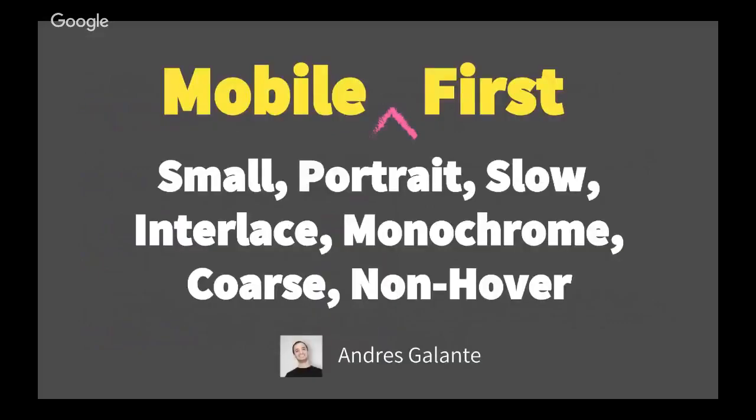So a gentleman by the name of Andres Gallant wrote a great article for CSS Tricks about putting all of them together. Mobile, small, portrait, slow, interlace, monochrome, coarse, non-hover first. Oof, that's a mouthful. Mobile first was great. Was a great starting point when we were first figuring out what this whole responsive design thing was. But in our everything has a browser now future, this update on the term provides a rock solid future-friendly foundation to build from.